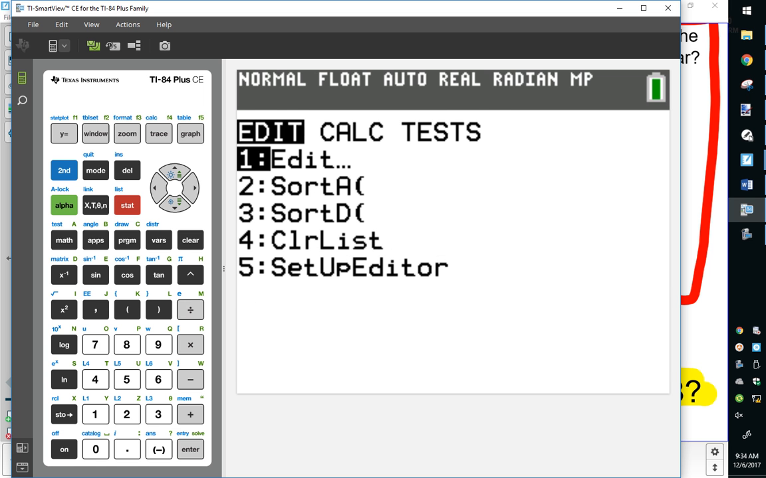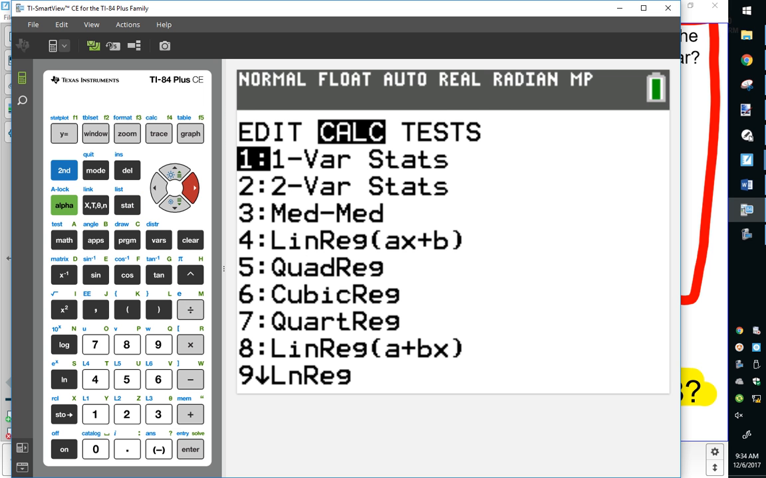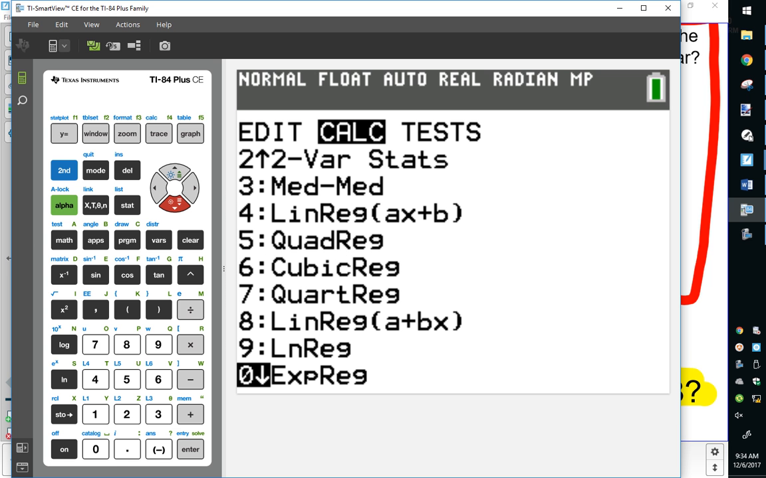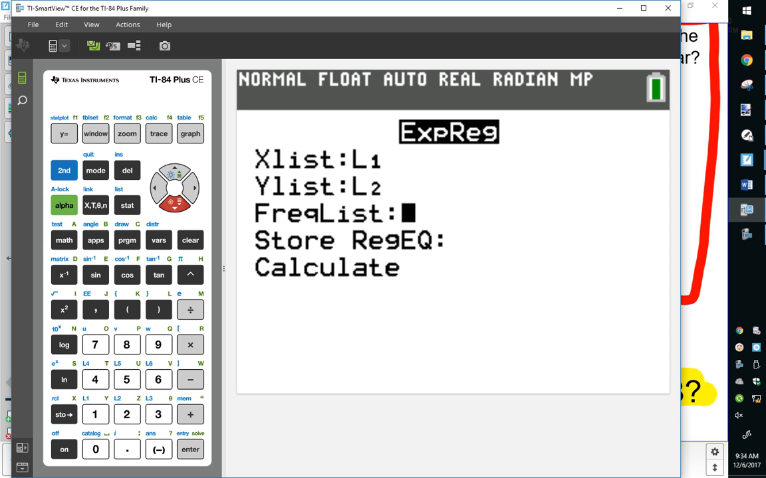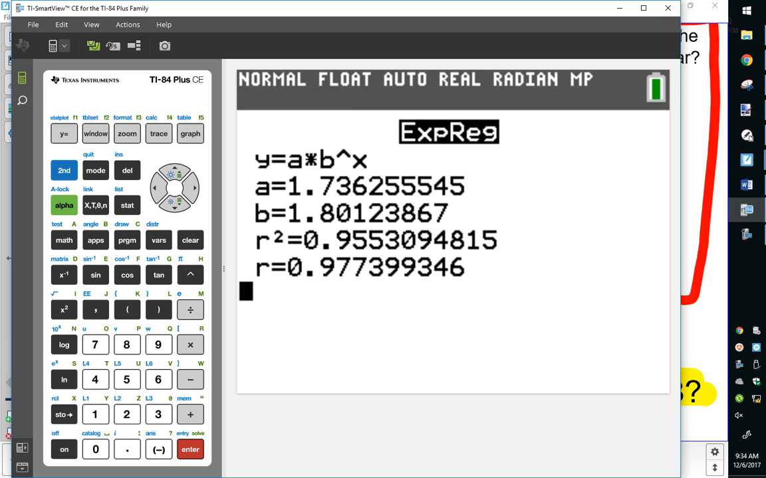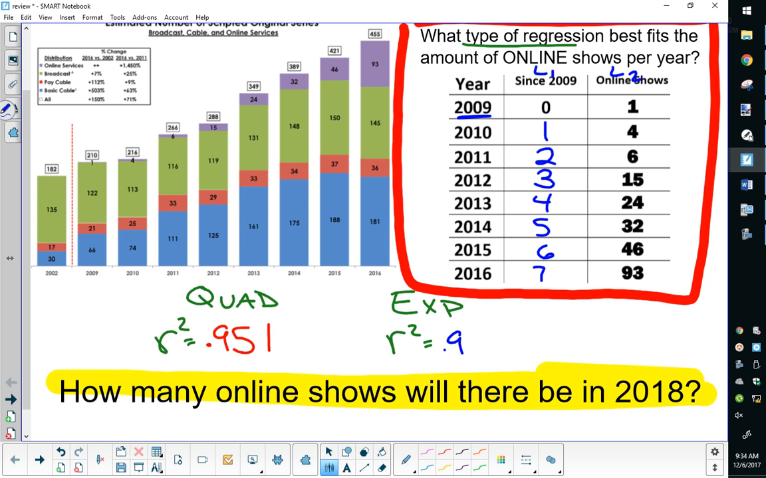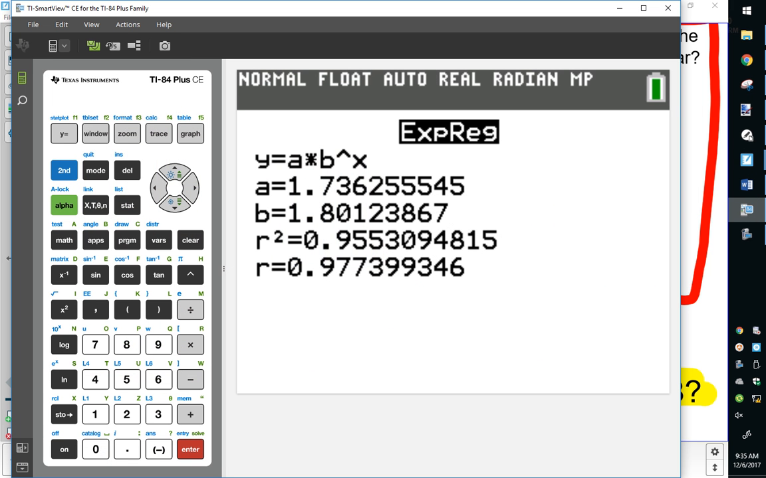So now we're going to hit stat again, over to calculate, down to which one gets me exponential. Down to 0. So down here, 0 is exponential regression. I'm going to hit enter, go down to calculate and hit enter again. I got 0.955 for this answer. There's my R squared for that one, 0.955. I'm looking at the R squared. Don't look at the R value. We're looking at the R squared value, 0.955.